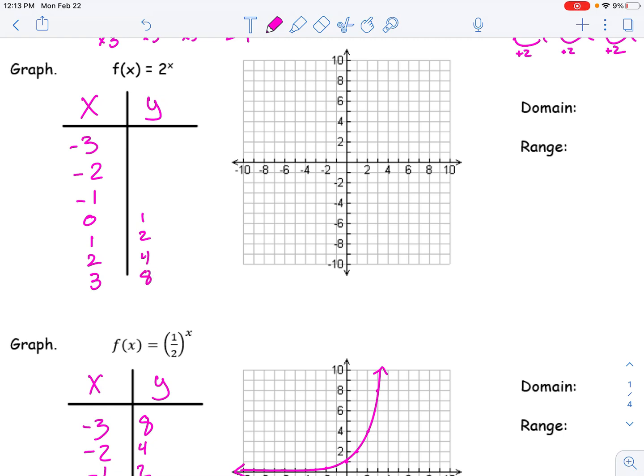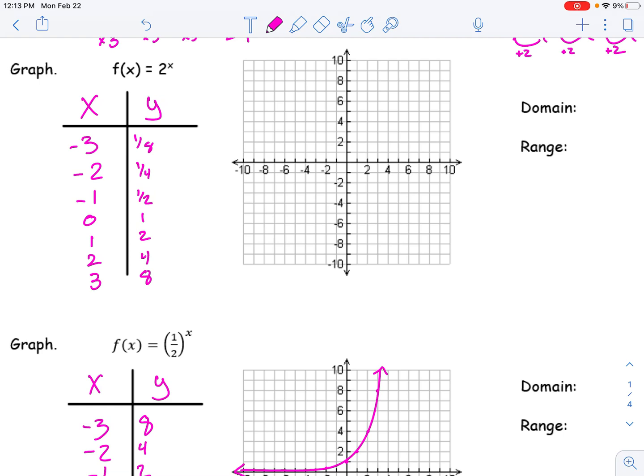Now we can see what's happening here. These are doubling as we go down. So we're going to go the opposite way to get back to -1. If I go backwards, we are dividing by 2 there. So that would be 1/2. This would be 1/4. And this would be 1/8.